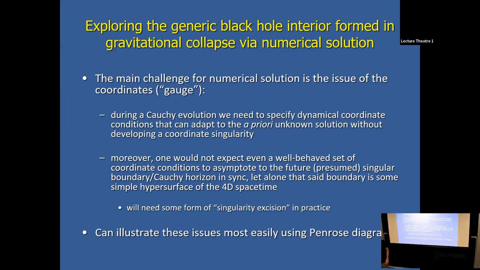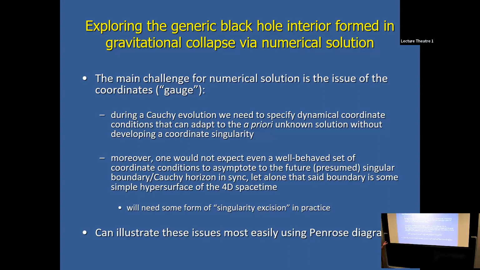Okay, so what is the problem? Why can't I give you an example of a realistic asymptotically flat four-dimensional Kerr black hole interior? And the problem is the gauge. In particular, the methods that are most well developed right now are the Cauchy-type evolution schemes, where it's a Cauchy initial boundary value problem. So we specify some initial data on a Cauchy surface, and then we want to evolve that forwards in time.